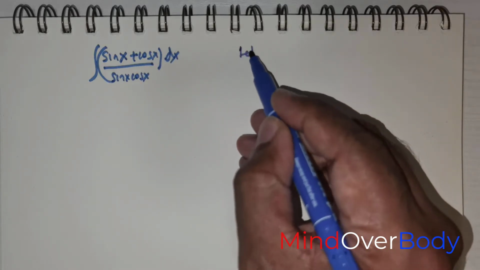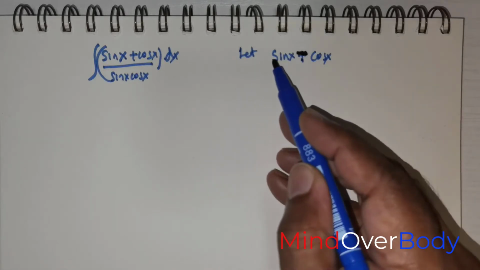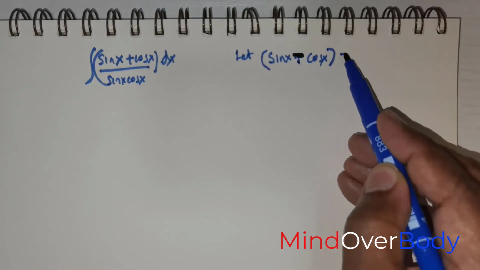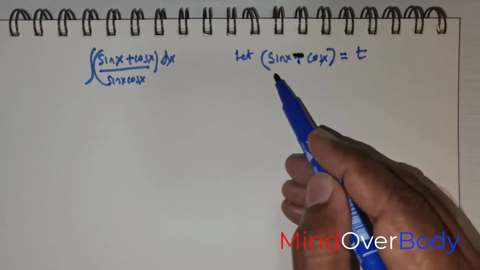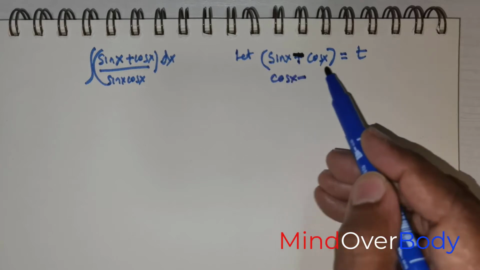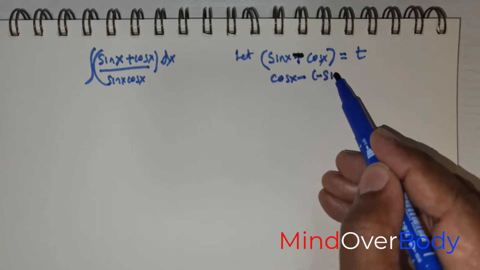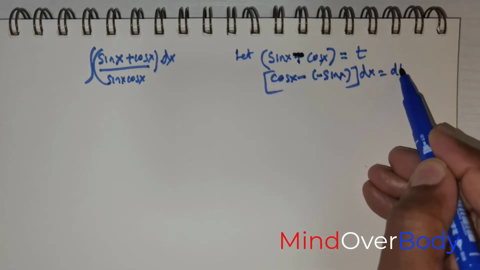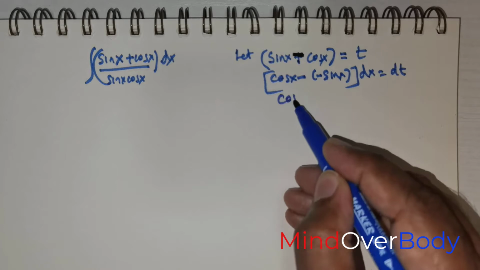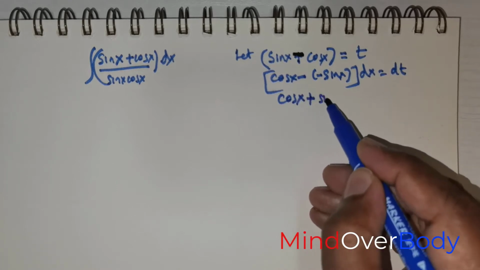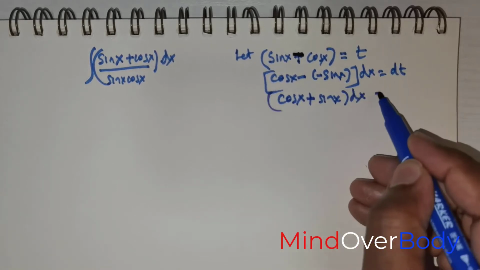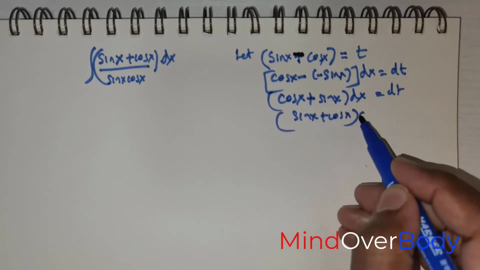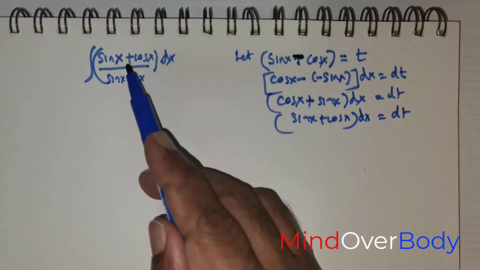So we would have to take the substitution as follows. We take sin x − cos x to be equal to t. I differentiate sin x, I get cos x. I differentiate cos x, I get negative sin x, and that has to be multiplied with dx, which is equal to dt. So now rewriting, this is going to be (cos x + sin x) times dx is equal to dt, which is actually (sin x + cos x) times dx is equal to dt. So this is present in the numerator.